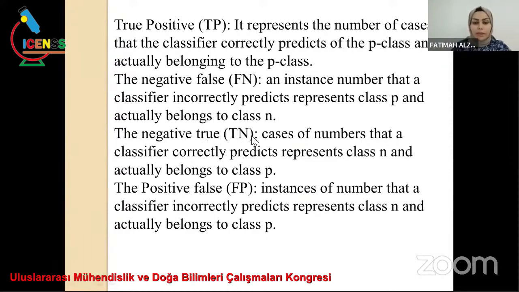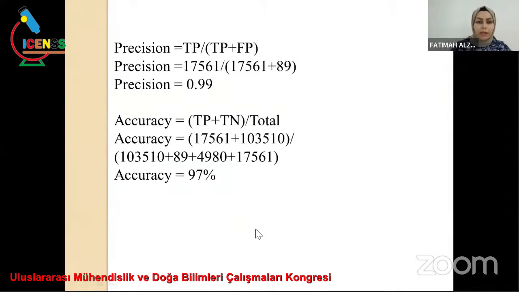The true negative, TN, is the number of cases that the classifier correctly predicts as class N and actually belong to class N. Finally, the false positive, FP, is the number of instances that the classifier incorrectly predicts as class P and actually belong to class N. This is the equation by which we can find the value. By this equation, we can find precision 99%, and I obtained accuracy by using my algorithm 97%.